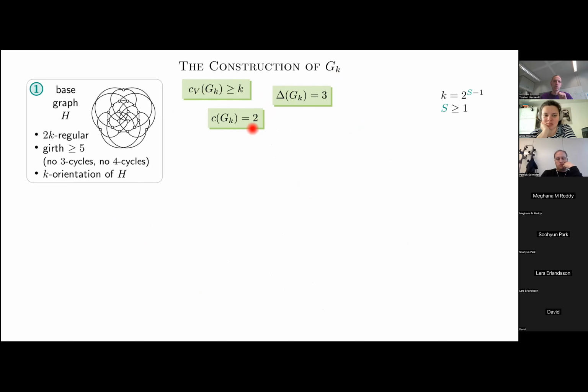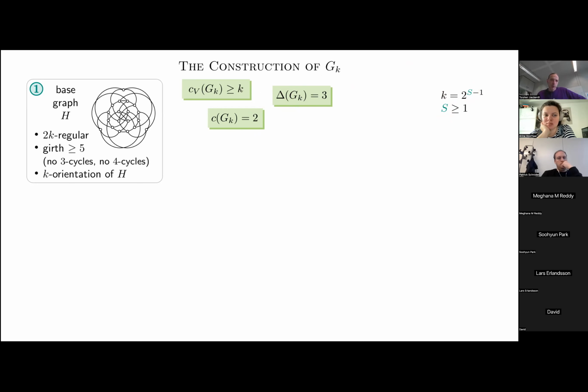Classical version, 2 cops are enough to just catch him. Maximum degree should be bounded at most 3. And I'm going to do this only for powers of 2. It's enough for me to assume that k is a power of 2. So let's say k is 2 to the s minus 1, and think of s as being a small number. It's roughly log k. So s is a small number. Good. That's why it shows s.